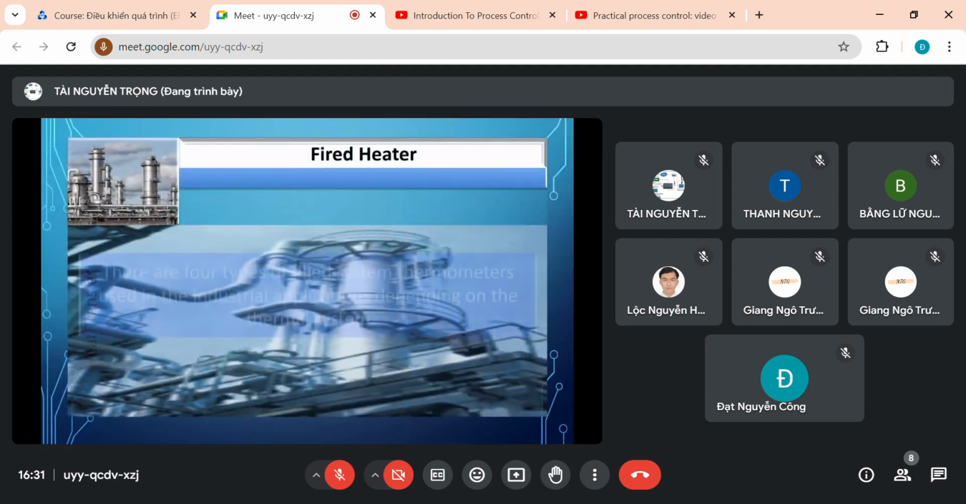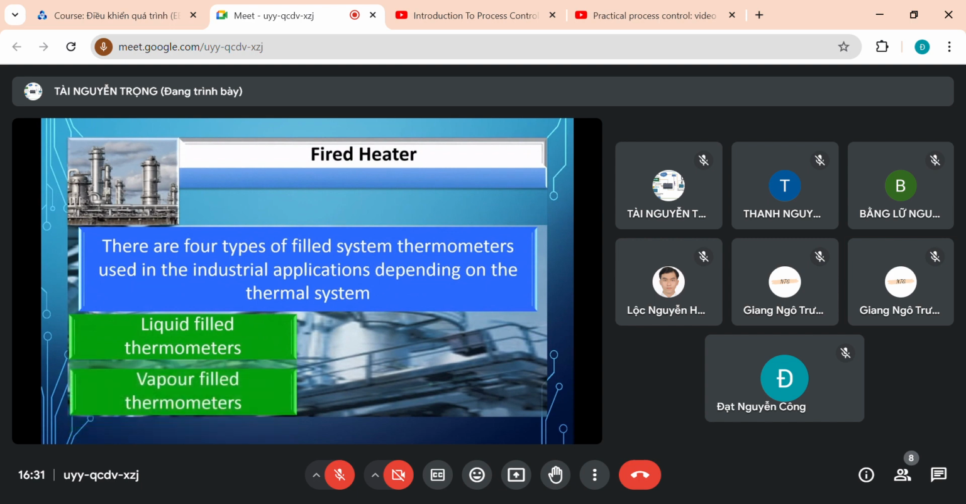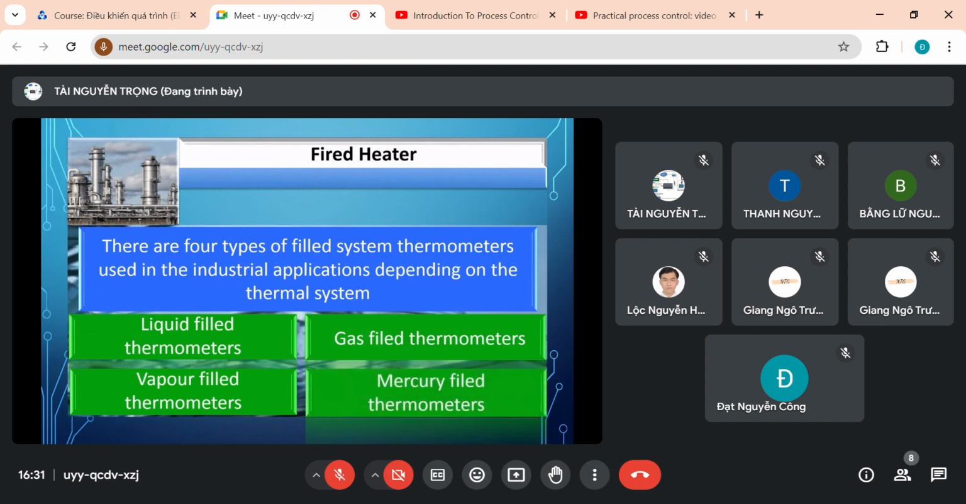There are 4 types of filled system thermometers used in the industrial applications depending on the thermal system: liquid filled thermometers, vapor filled thermometers, gas filled thermometers, mercury filled thermometers.